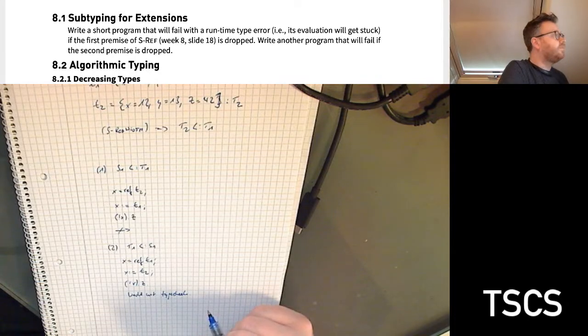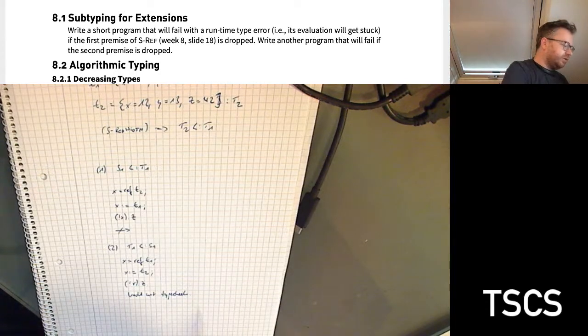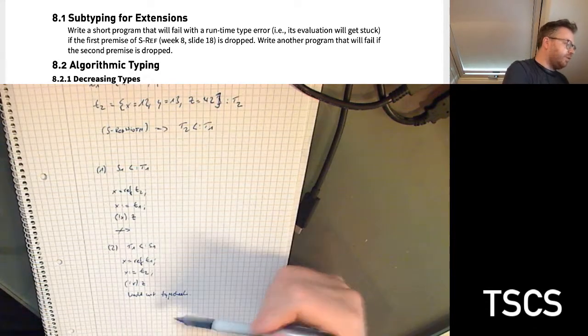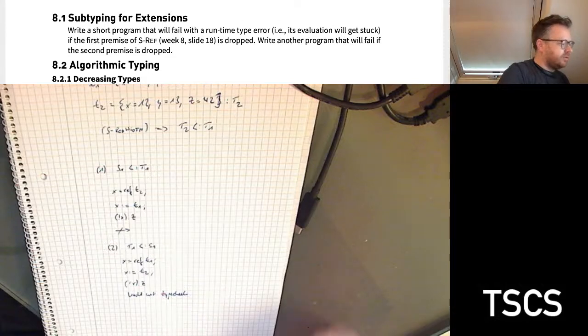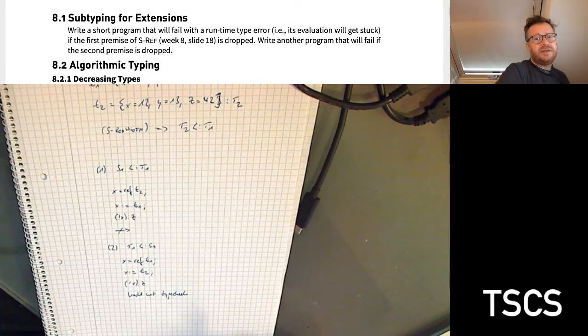Good. And of course you could construct other programs that will have the problems in the opposite case, and so on and so on. This is not the only solution for this exercise out there, but you probably already guessed that. Okay. Questions up to this point, maybe?